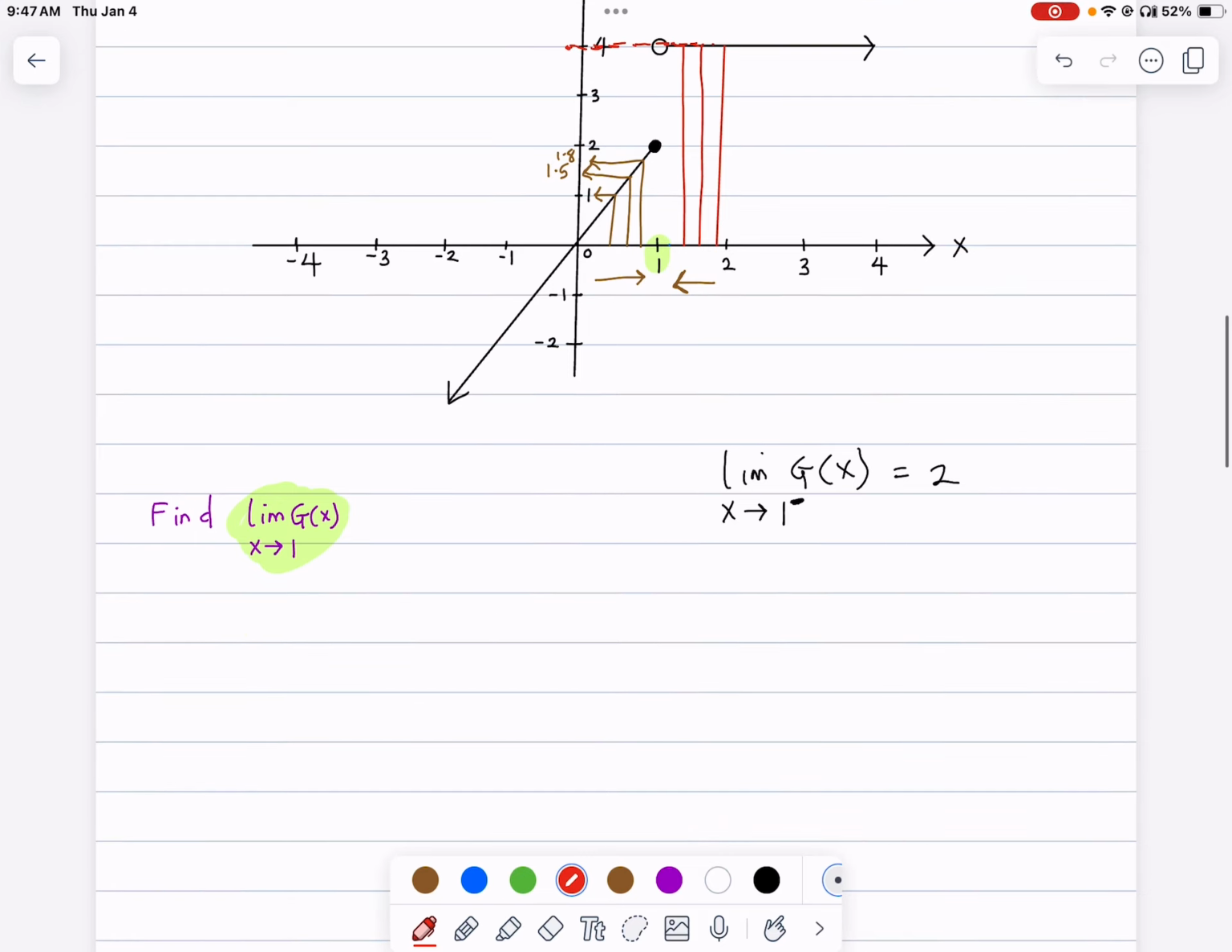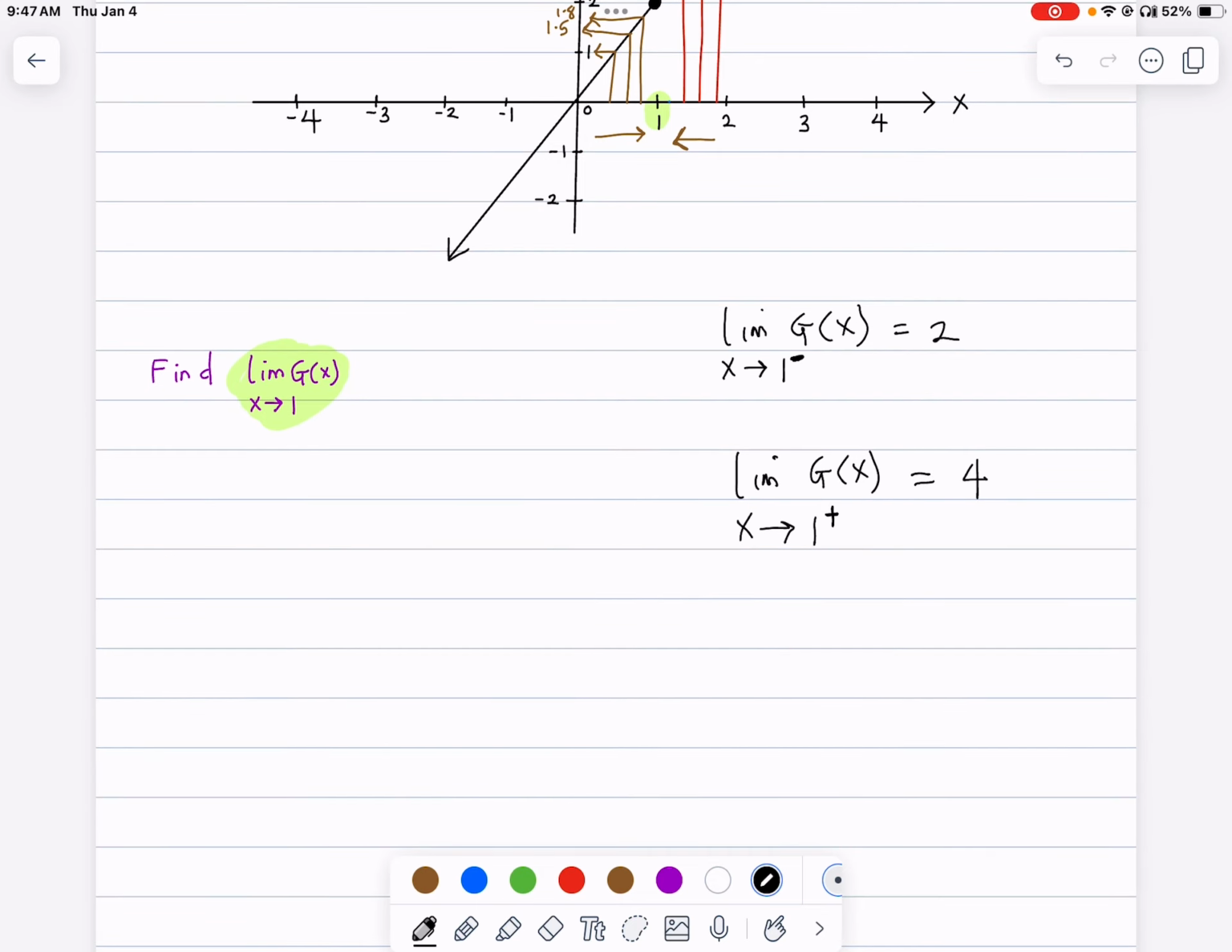So the limit of g of x as x approaches 1 from the right, the plus means as x approaches 1 from the right, is equal to 4, right? So now we see that we call this the left limit. The one from the left is called the left limit.